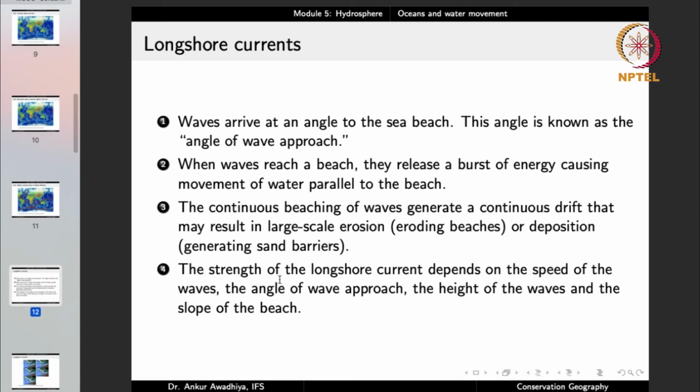Now the strength of the longshore current depends on a number of factors. The speed of the waves, because the more the speed, the more quickly the energy is getting released, and so the waves will be more powerful. The angle of the wave approach, the height of the waves, and the slope of the beach.